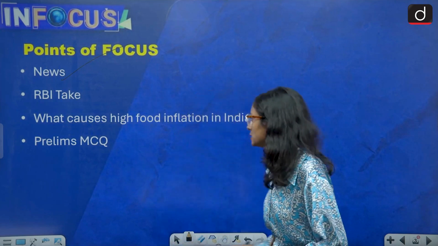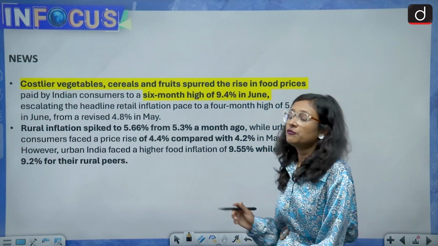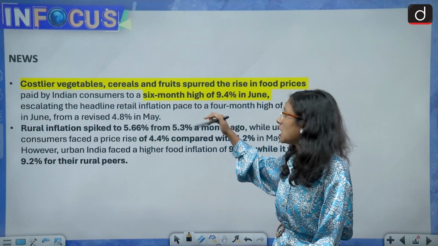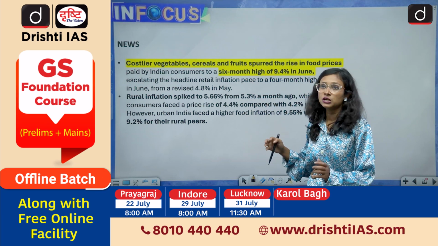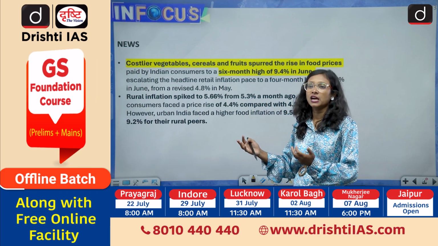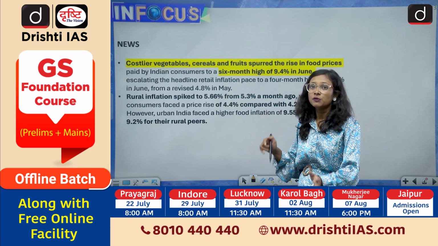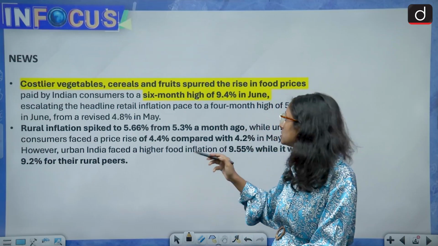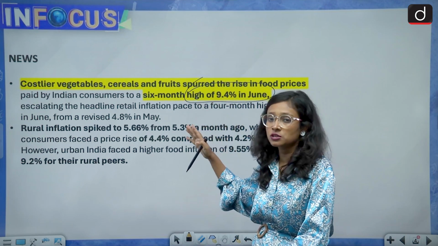Moving towards the news part. So recently what we have seen is that vegetables, cereals, fruits are getting costlier day by day. And how it is getting costlier and why, we're going to discuss all these reasons in this session. But if we talk about the data, this is a 6-month high, which is 9.4% in June. So this is the latest data.